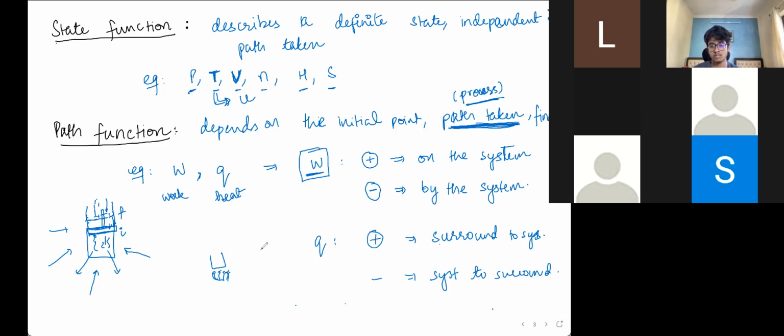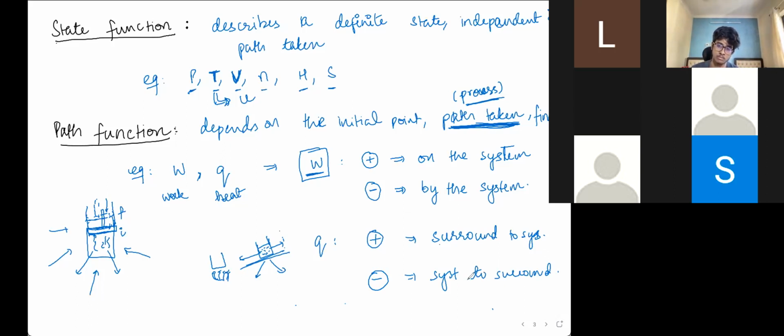But if I'm transferring heat from system to surrounding, like let's say I already have boiling water and I just kept it on a table, surrounding is at a lower temperature, it's going to happen naturally. Whatever heat the system has is being lost out to the surroundings. So if I'm describing the heat of this particular system, it's going to take on a negative value because heat is transferred from system to surrounding.